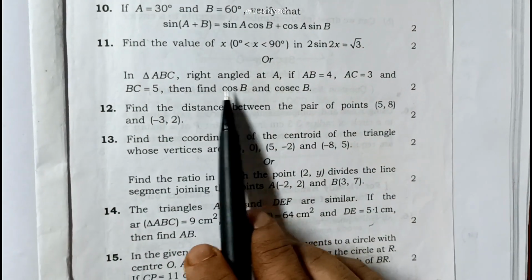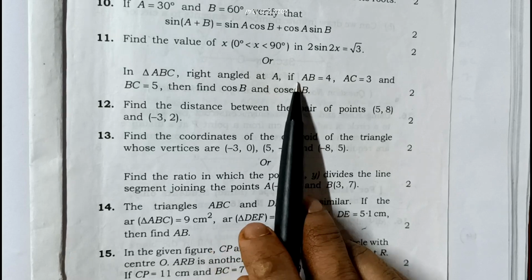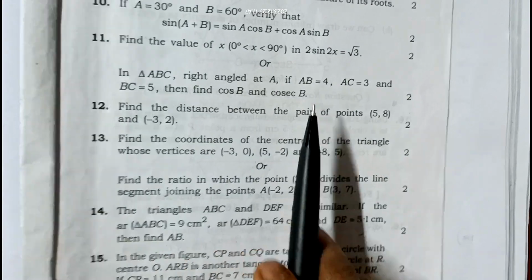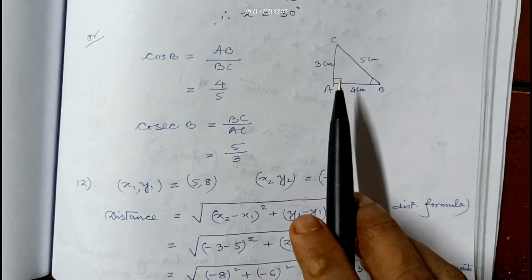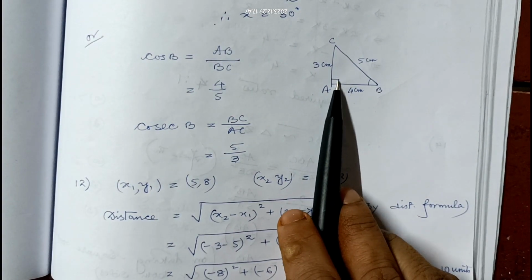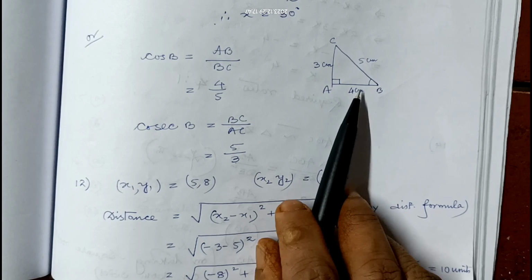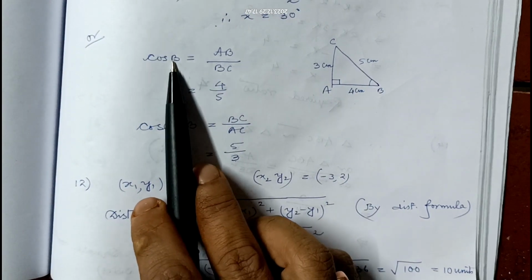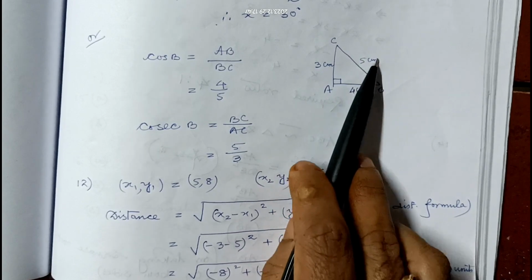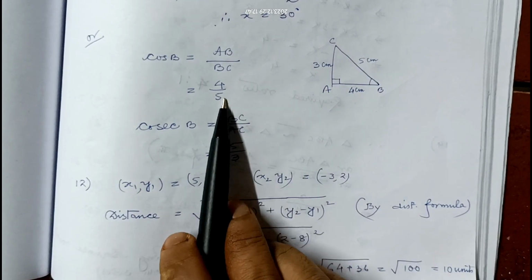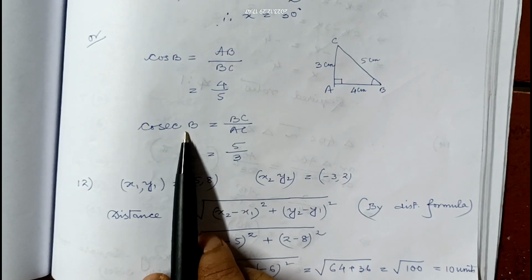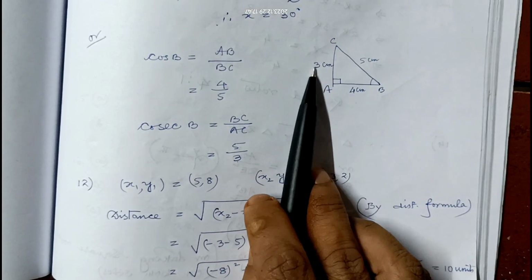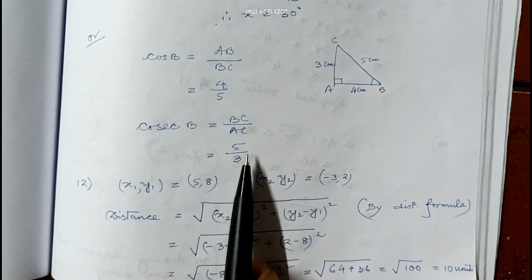In the second part, that is the OR section, it is given in triangle ABC right angled at A, if AB equals 4, AC equals 3 and BC equals 5, then find cos B and cosec B. As given, AB equals 4 cm, AC equals 3 cm and BC equals 5 cm. We know cos theta is base by hypotenuse. Here it is 4, here it is 5, it will be 4 by 5. Cosec B is the reciprocal of sine. We know sine theta is perpendicular by hypotenuse, so cosec will be hypotenuse by perpendicular, so it will be 5 by 3. So cosec B is 5 by 3.